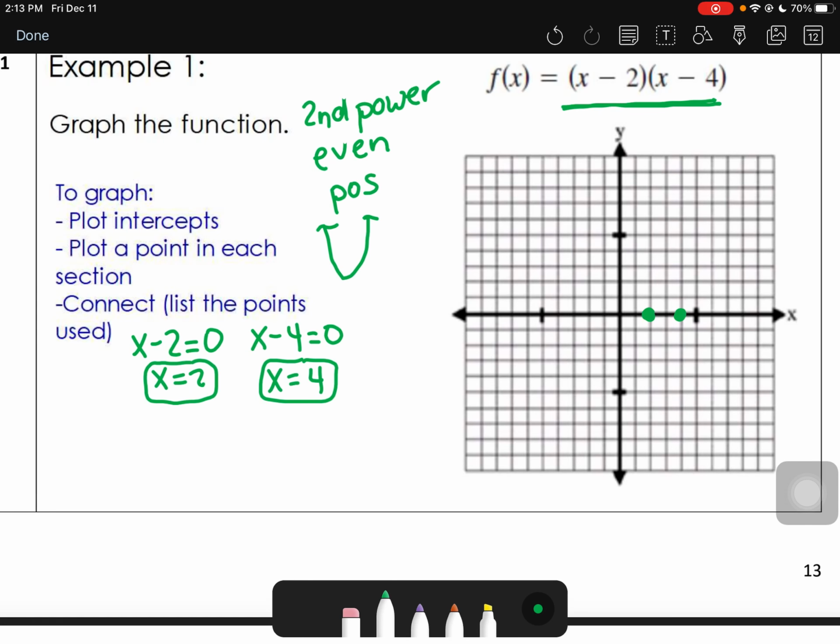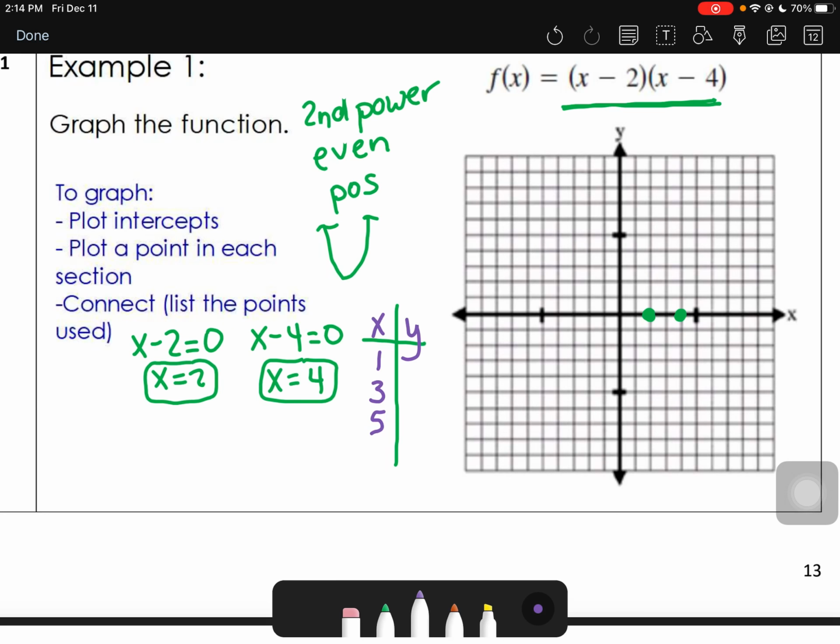So as we graph positive 2 and positive 4, we need to make a table that would give us 1 point on the left side of our graph, 1 point in the middle, and 1 point on the right side of our graph. Then we would be able to get the general shape. So picking 1 x value to the left, I could use positive 1, in the middle positive 3, and to the right 5.